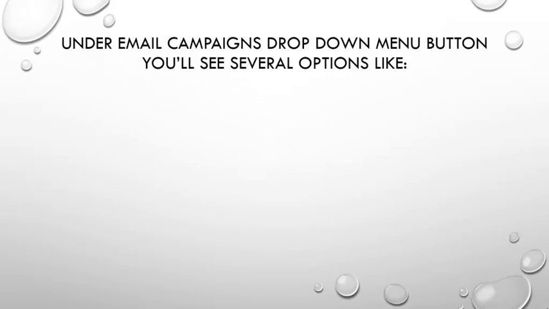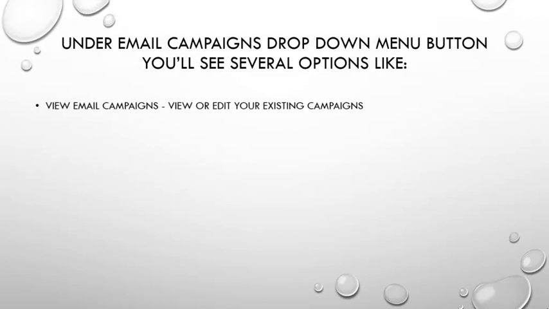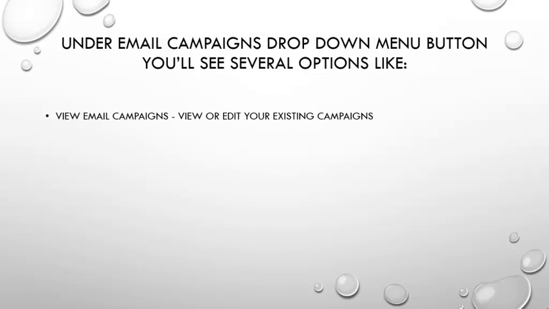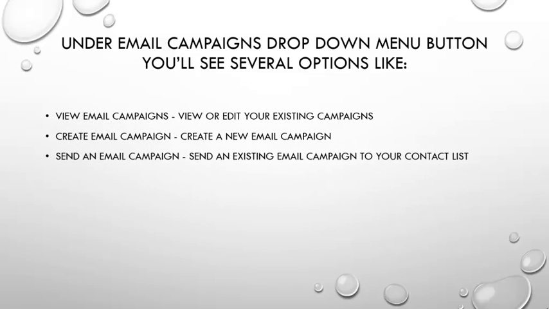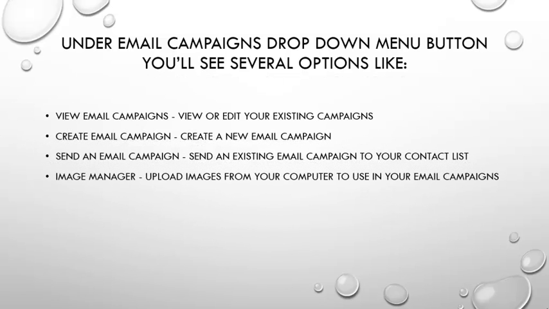Under the Email Campaigns drop-down menu button, you'll see several options like View Email Campaigns, where you can view or edit your existing email campaigns, Create an Email Campaign, this is where you can create a brand new email campaign to use in the system, Send an Email Campaign, this is where you can send an existing email campaign that you've already created to your contact lists or leads, Image Manager.